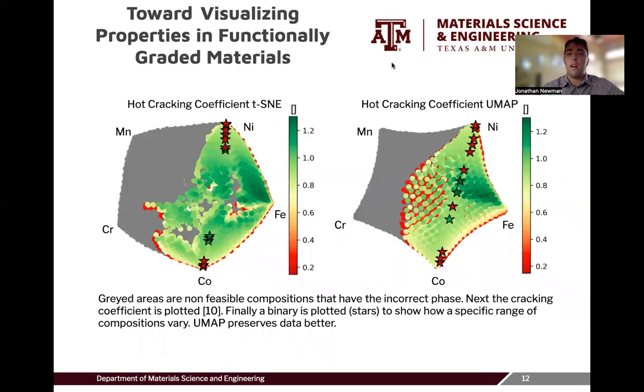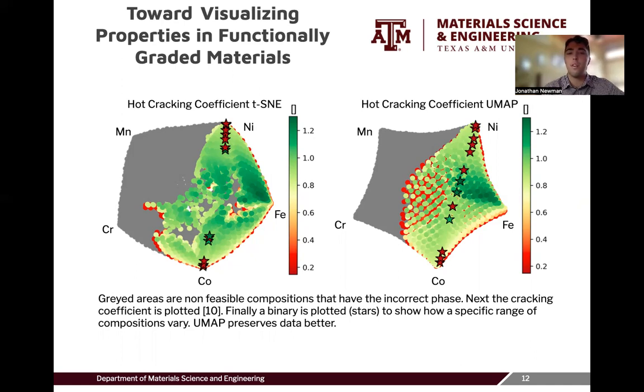The plots below are a great example on better explaining my previous slide. The UMAP on the right preserves the data better, so I will focus on it. Hot cracking coefficient, an important metric in additive manufacturing, is being displayed with its accompanying color gradient. The areas in gray represent the compositions that weren't even feasible because they do not contain a single FCC microstructure. Lastly, the stars represent a binary gradient between cobalt and nickel.